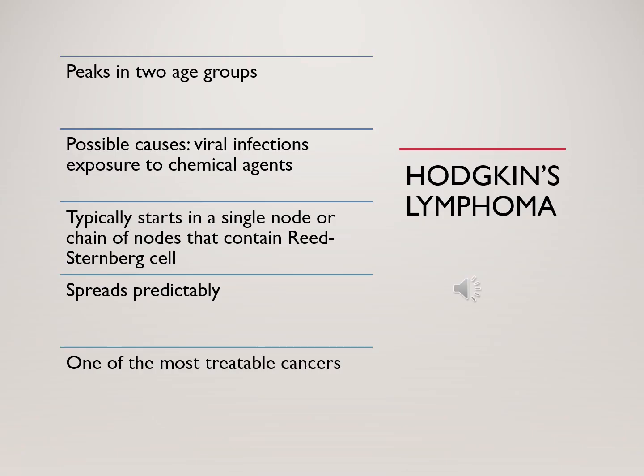Hodgkin's lymphoma peaks in two age groups, usually teens and young adults, or adults in their 50s and 60s. They believe it's possibly related to viral infections or exposure to chemical agents. It usually starts in a single node, and these have the Reed-Sternberg cells, and they spread predictably. This is one of the most treatable cancers.